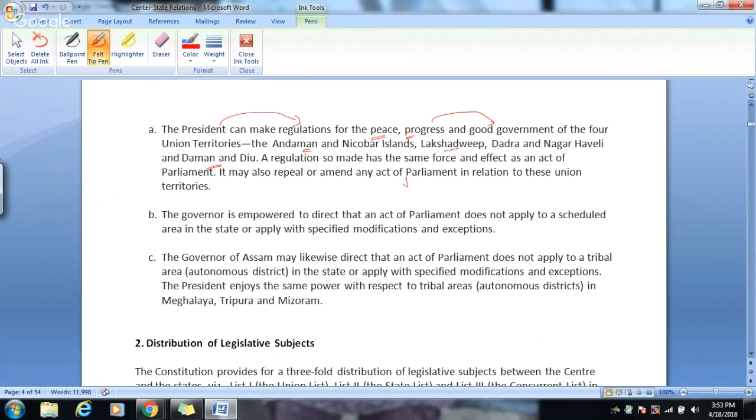Meaning, if Parliament makes any act, that is law, it will be applicable in that particular territory. In the same way, the President can make regulations for the peace, progress and good government of these four union territories, which will come into force with the same effect as an act made by Parliament. And it may also repeal or amend any act of Parliament in relation to these union territories.